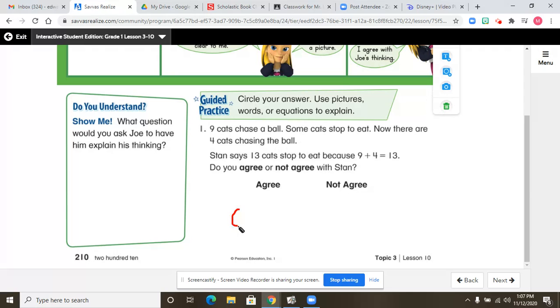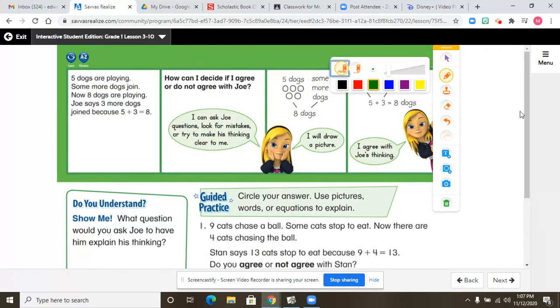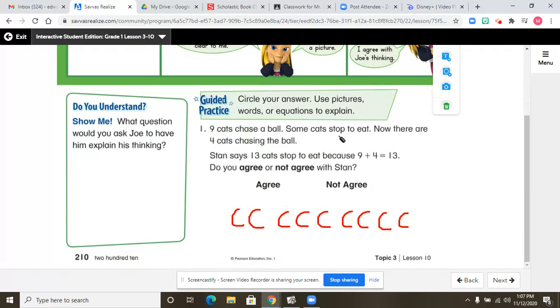Okay, let's do C's for cats. And there are 9 cats chasing the ball. There's 5, 6, 7, 8, 9. Okay, now I'm going to change colors to green. It says some cats stop to eat. Do we know how many? No, we don't. But it says now there are 4 cats chasing the ball. Okay, so let's circle the 4 cats that are left chasing the ball. 1, 2, 3, and 4.